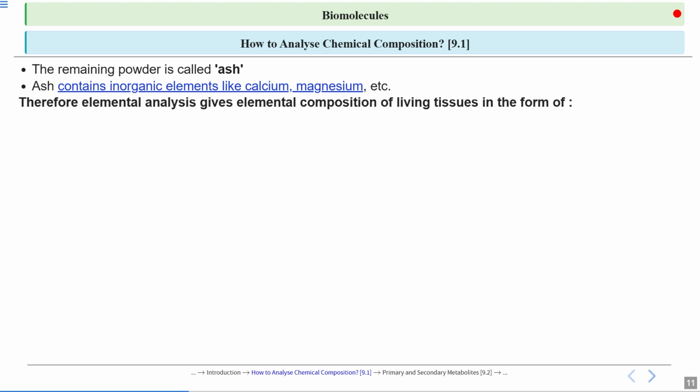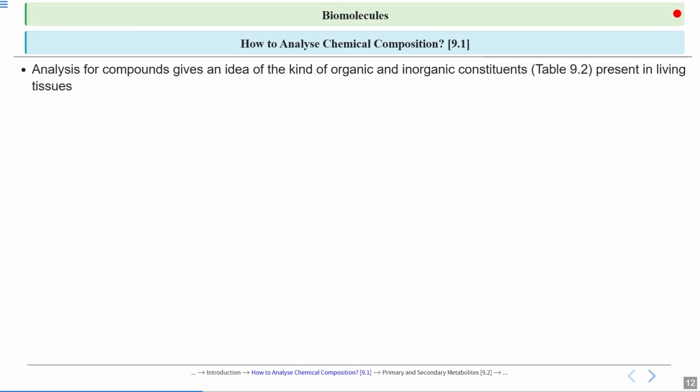Therefore, elemental analysis gives the elemental composition of living tissue. If you analyze this ash using a certain instrument, then you will get the following elements in the living tissues. We have created this ash using living tissues. The elements can be hydrogen, oxygen, chlorine, carbon, and many more. We have earlier seen in that table the elements present in the living organisms. The first method was ash analysis.